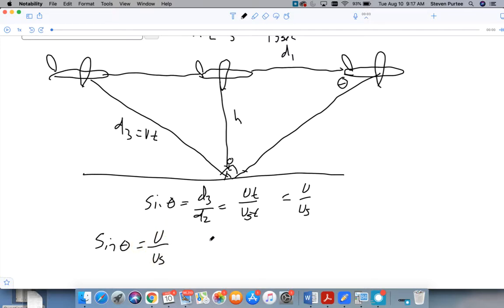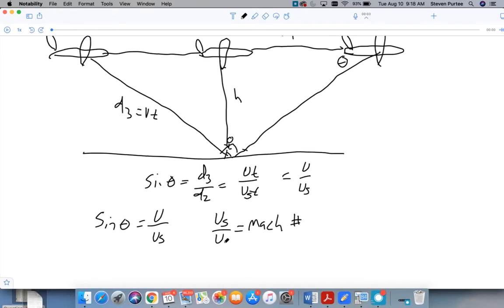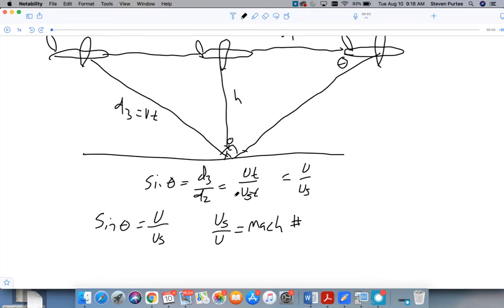If we flip this over, Vs over v, we call the Mach number. And that's how many times the speed of sound we're flying. If we have a Mach number of 2, the plane is flying twice the speed of sound. So if we know the angle, we could use this equation right here to find the speed of the plane. Remember, Vs is the speed of the plane. V is the speed of sound in air. Vs means speed of the source.